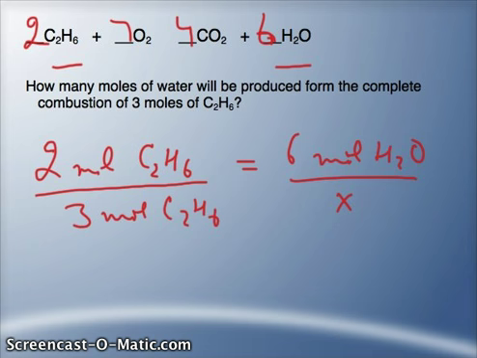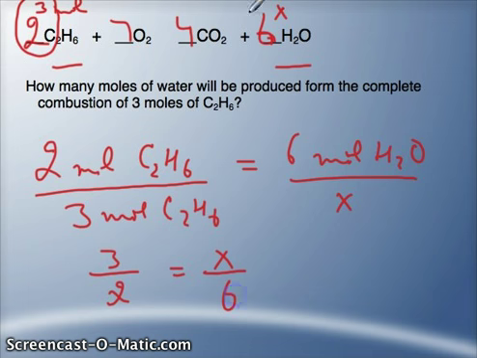So you can just set up a simple ratio. Now the easier way to set up the ratio is this. You can write whatever you know, the known, above the formula. So you could put 3 moles here. And the unknown, you're looking for moles of water, you can put an X over here. And this sets up the ratio for you: 3 over 2 equals X over 6.